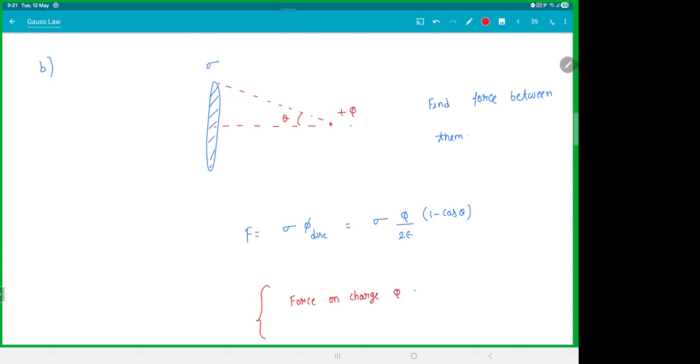Force on charge q will be q into the field due to the disk. So you will get the field due to the disk is sigma by 2 epsilon into 1 minus cos theta. Do you guys remember this formula? We got this from the integration in electrostatics. And that was the reason when I was teaching you flux, some of you felt like, we had seen this question somewhere. You can actually find the field that way. Are you clear with this?